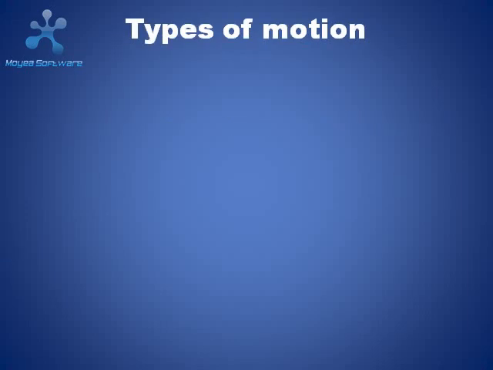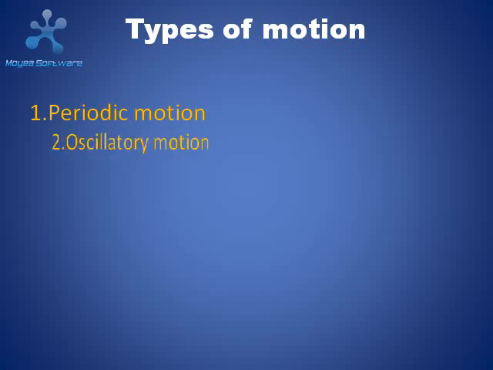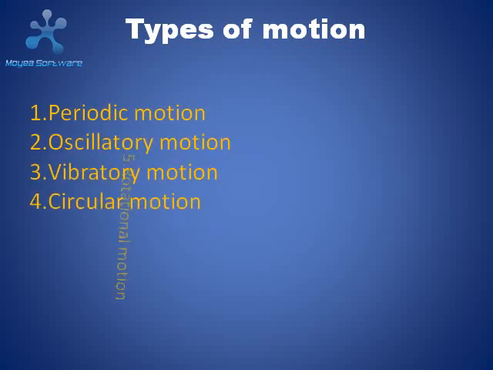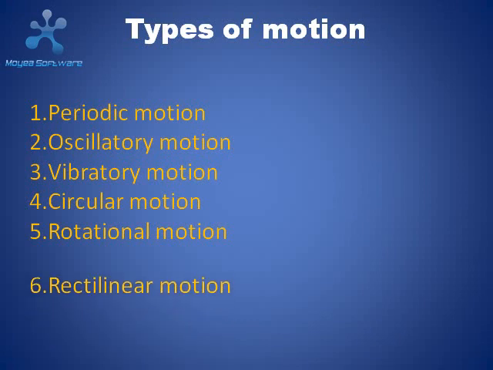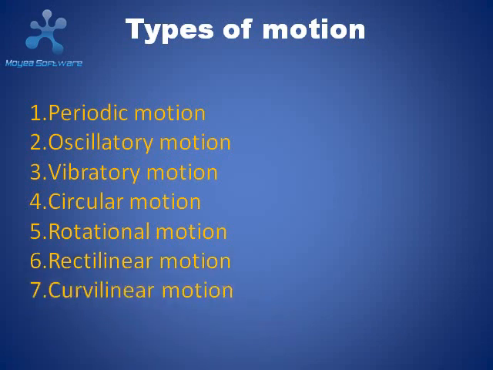Types of motion. The different types of motion are periodic motion, oscillatory motion, vibratory motion, circular motion, rotational motion, rectilinear motion, curvilinear motion and random motion.